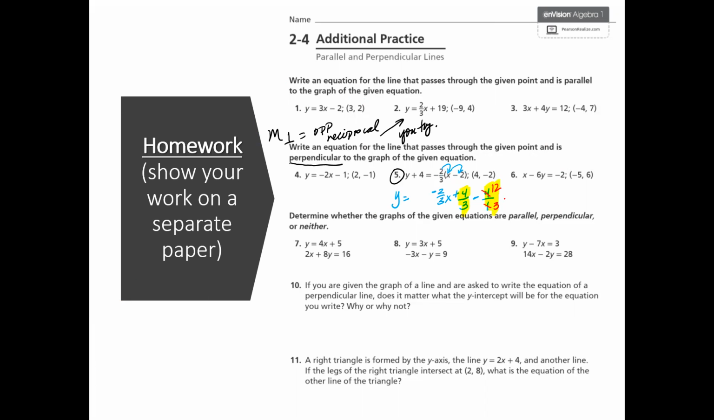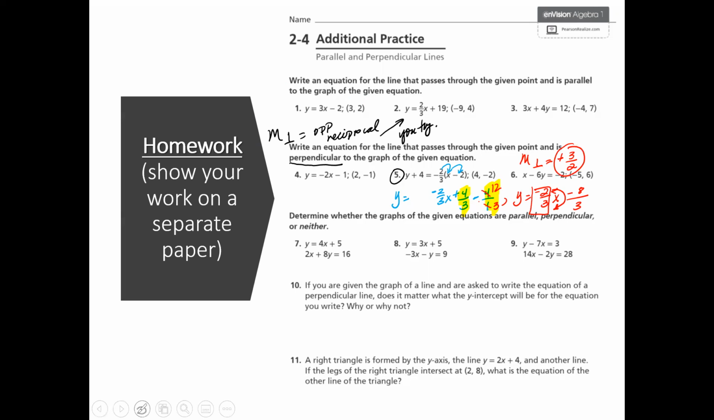So let's go ahead and take a look at that. Here I have y is equal to negative 2 over 3x. 4 minus 12 is a negative 8. 3 stays the same. This right here is your slope. So in order for my slope to be perpendicular to that, I will have to flip it and then change the sign. So it'll be a positive 3 over 2.